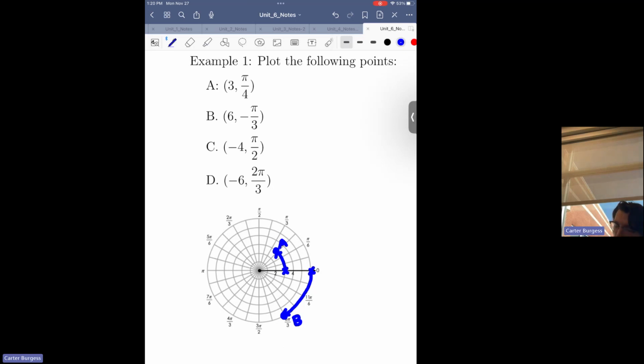Okay. What does C tell me to do? Start to the left by 4. So 1, 2, 3, 4 here. So starting here. And then which direction am I rotating? Counterclockwise by pi over 2. That is going to take me to this point right here for C.